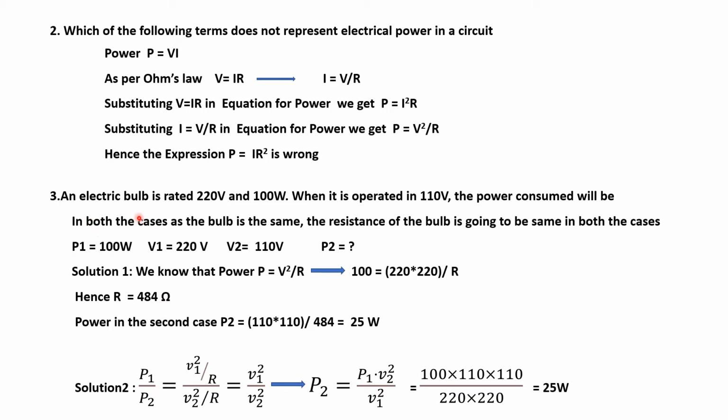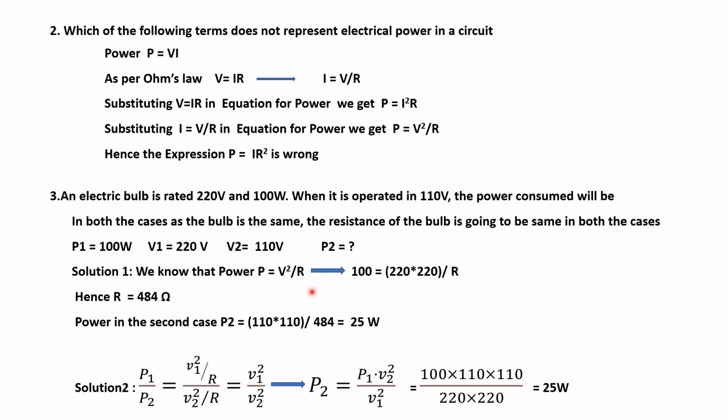So substituting this value for 110 volts, that is, power P2 is equal to 110 into 110 divided by 484, we get the power consumed to be 25 watts. So when the same bulb is operated at 110 volts, the power consumed will be 25 watts.